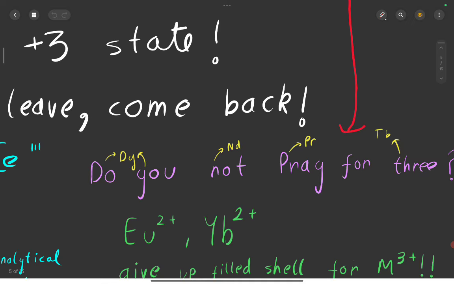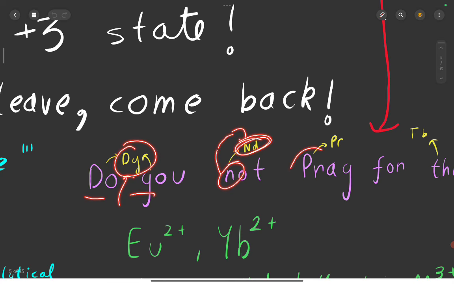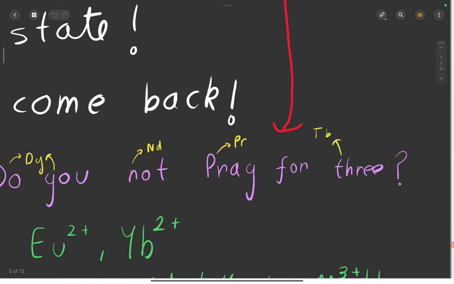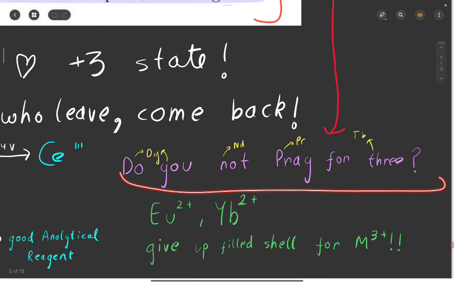Which means that are you fine with what you have? Do you not want the third oxidation state? Do you not want to pray for 3? So how do you used to remember? Using D and U, remember Dy or dysprosium. Using N, remember neodymium or Nd. Using Pr, remember promethium or Pr. And using the T of 3, you remember terbium. Okay. Do you not pray for 3?